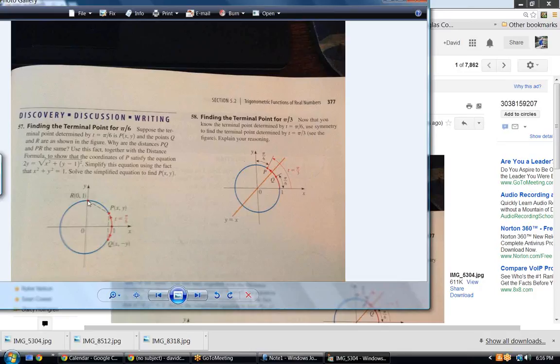And the distance between R and P is the square root of x squared plus y minus 1 squared, using the distance formula also. And that also equals 2y. So those two lines are the same length based on the distance formula. So simplifying this equation using the fact that x squared plus y squared equals 1, solve the simplified equation. Okay.